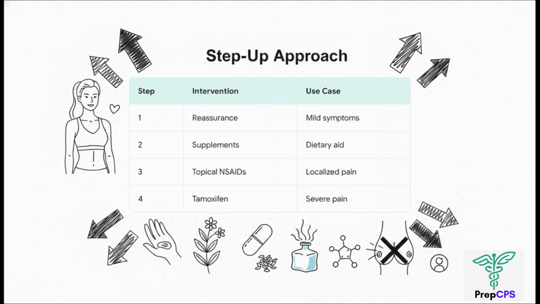Finally, for really severe pain that's actively disrupting a person's daily life, doctors might step up to prescribe systemic anti-estrogen drugs like tamoxifen, just to aggressively dial down the tissue's hormone response.